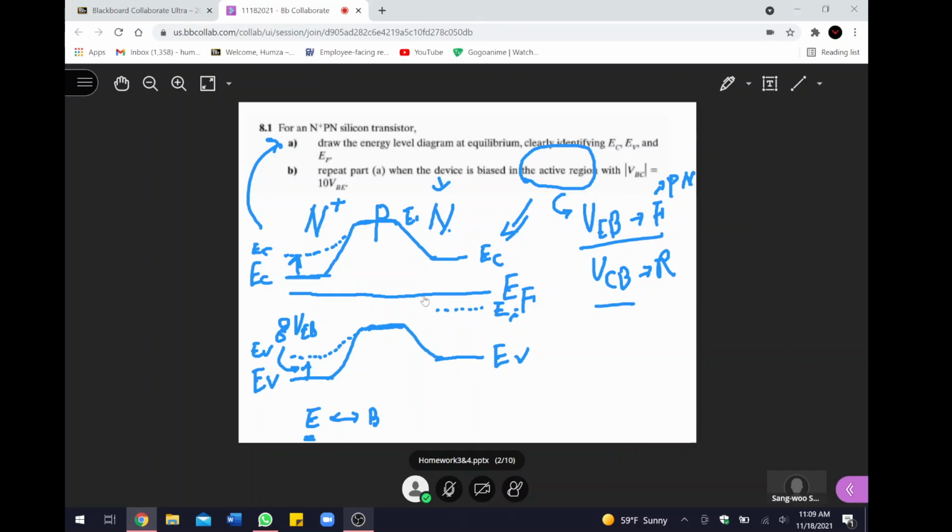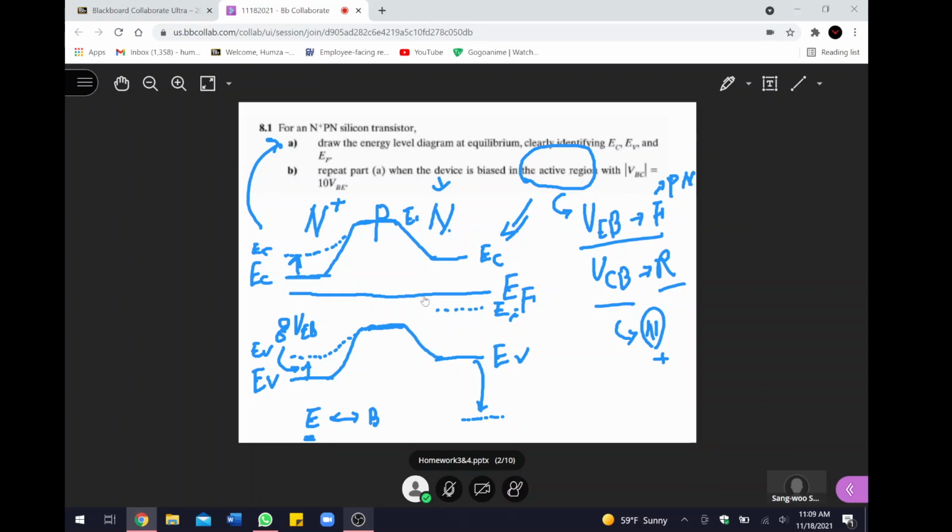Now, collector and base is a reverse bias. Which means that in the N side, reverse bias means that you apply the more positive bias. When you apply the more positive bias, the energy is going to be shifted downward, right? So the energy is shifted downward, everything.